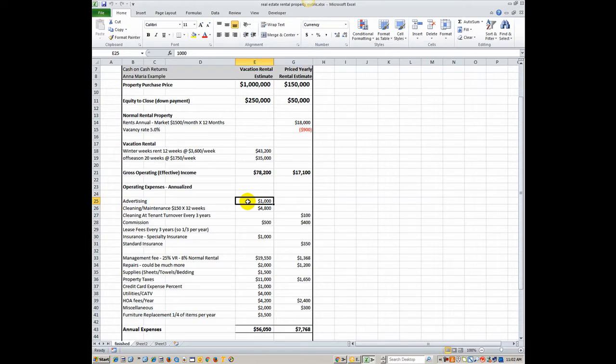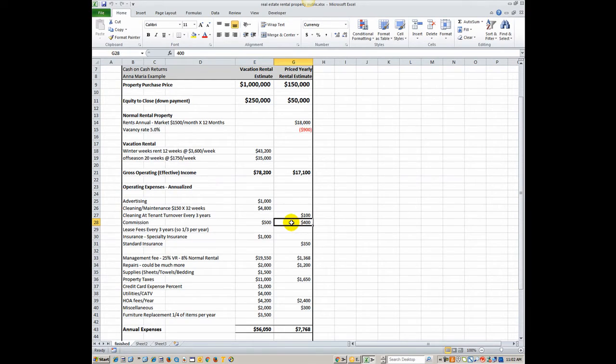Advertising, you probably have more advertising expense with a vacation rental. Cleaning and maintenance is higher since you have to, as the owner, have it cleaned every time a renter departs, week after week after week. So that drives it up to $150 times 32 weeks of rental. Cleaning, every 3 years you need for, let's say, the yearly rental one, might be $100 every 3 years once people move out. New people move in after a year or two. And then commissions, you may have to pay a real estate agent to help you rent your property, maybe $500.